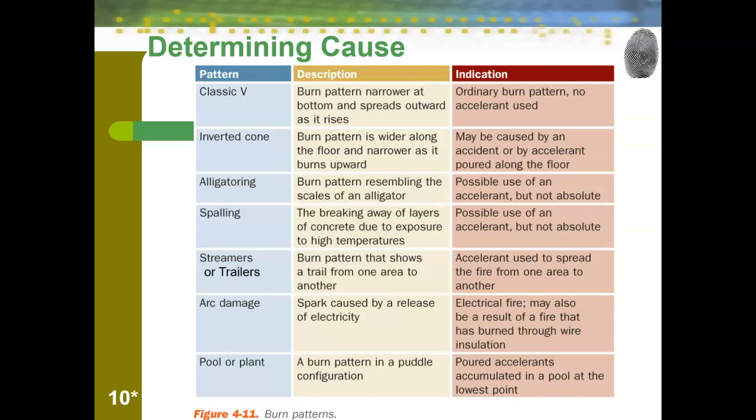So we have the classic V, so named because it looks like a V. It's a burn pattern that is narrow at the bottom and spreads outward as it rises, like a V. This is an ordinary burn pattern. It typically means no accelerant was used.